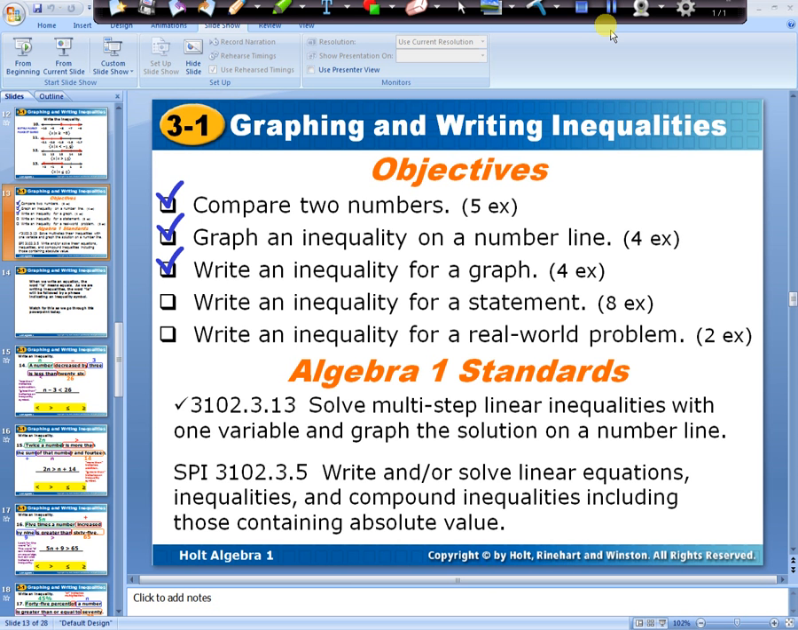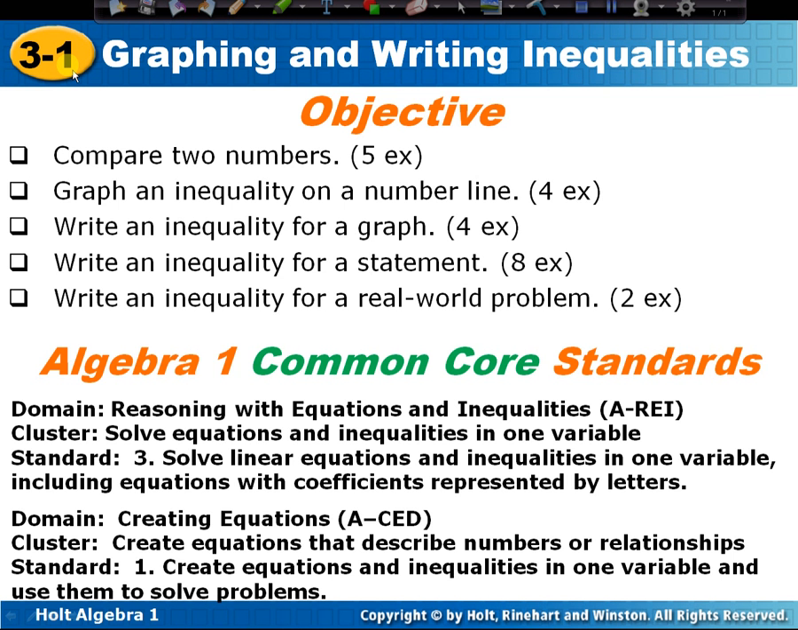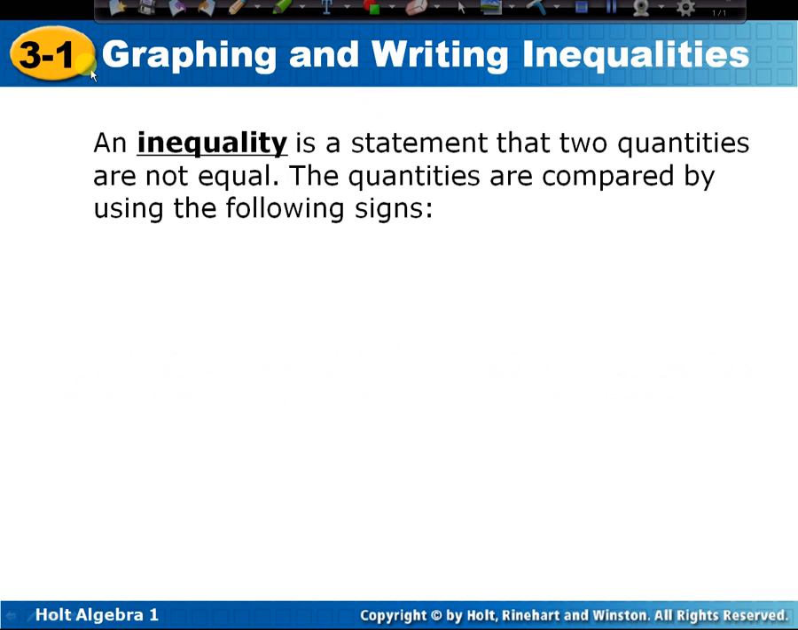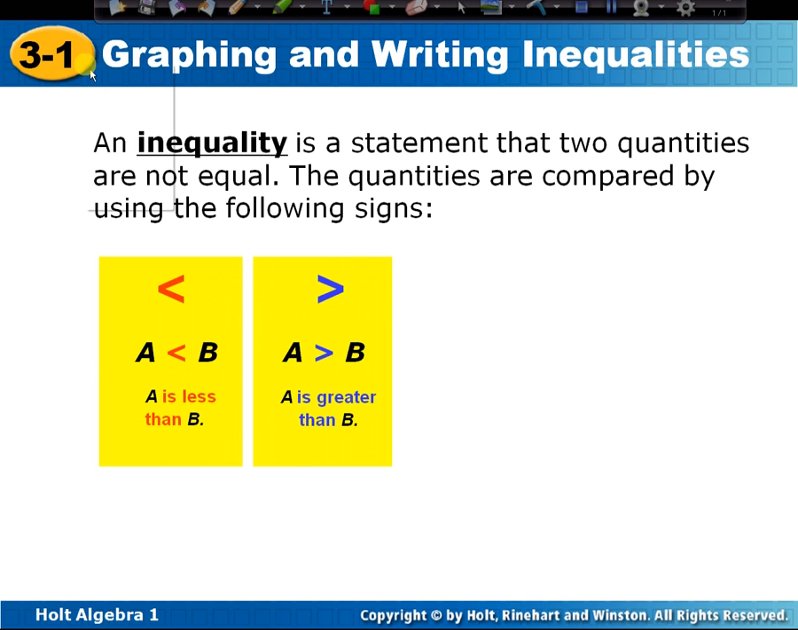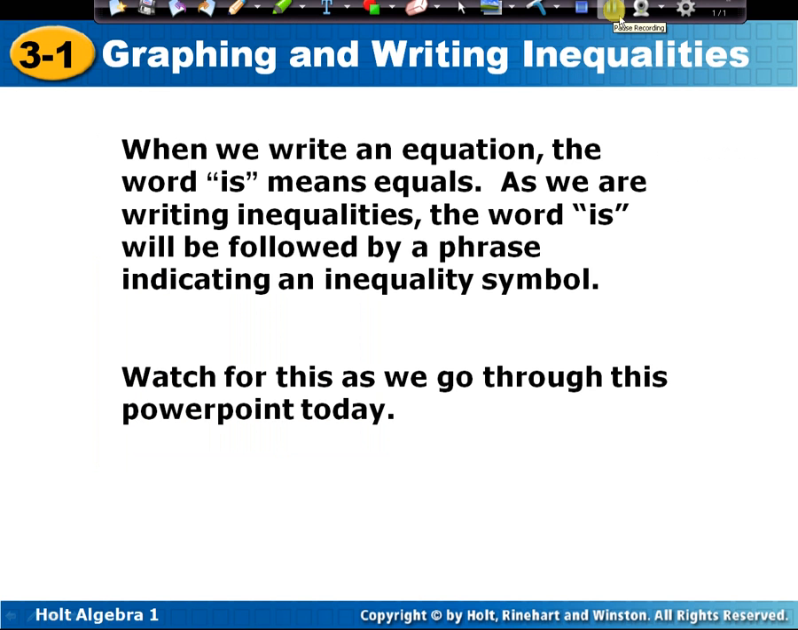All right, we've covered our first 3 objectives for this lesson. Now we're going to look at writing an inequality for a statement and writing an inequality for a real-world problem. An inequality is a statement that 2 quantities are not equal. The quantities are compared using the following signs. Oops, hold on just a second. Sorry, we already looked at that. It says when we write an equation, the word is means equals. As we are writing inequalities, the word is will be followed by a phrase indicating an inequality symbol. Watch for this as we go through these next couple of problems.